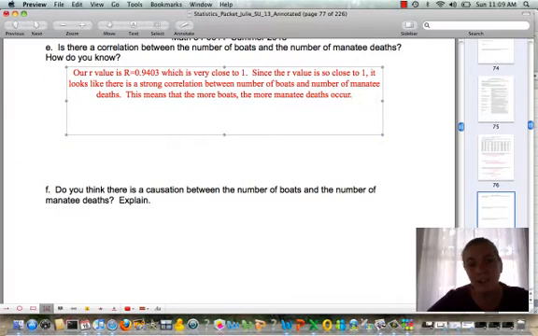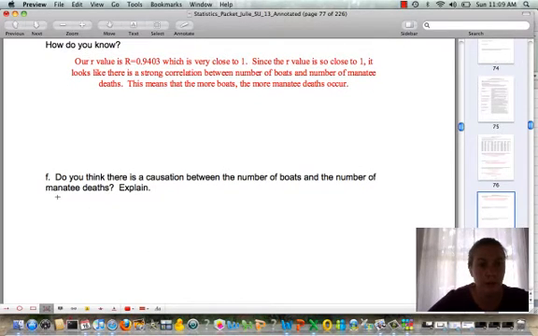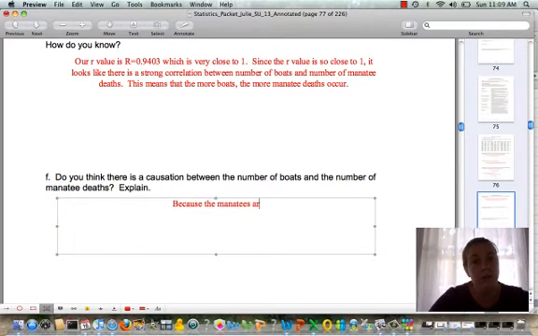So question F is asking, do you think there's a causation between the number of boats and the number of manatee deaths? There's a little bit of opinion in this question when we ask about a causation, but because the manatees are specifically listed as being killed by boats, there does appear to be a causation because of the strong correlation and that the manatees are killed by the boats.